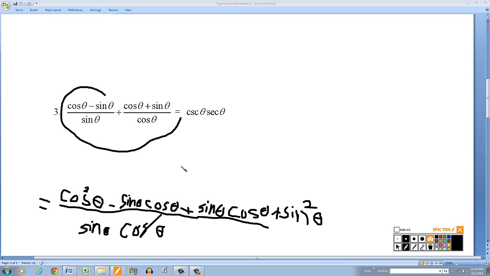Okay, so this is equal to, well, notice here, minus sine theta cosine theta and a plus sine theta cosine theta, those are the same term. They're opposite in sign, those cancel out. Okay, and then cosine squared theta plus sine squared theta, that's one of your basic or fundamental identities. That's 1, so that's going to be 1 over, and in the bottom then I'm going to have sine theta cosine theta.